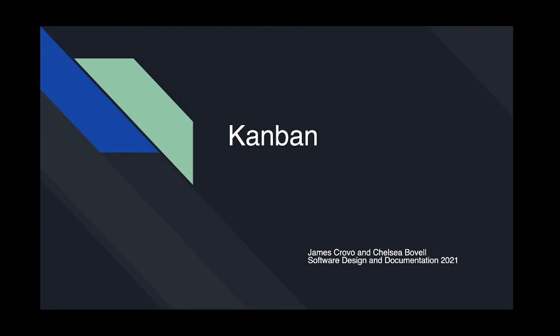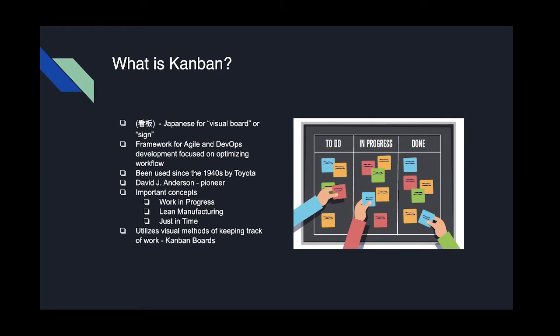and we're going to be presenting to you a methodology called Kanban. Kanban is a framework for agile and DevOps development focused on optimizing the workflow by matching the amount of work in progress to a team's work capacity. Kanban is Japanese for visual board or sign, and it's been in use since the 1940s, even by Toyota, which used Kanban to keep track of the supply and demand for materials on the assembly line.